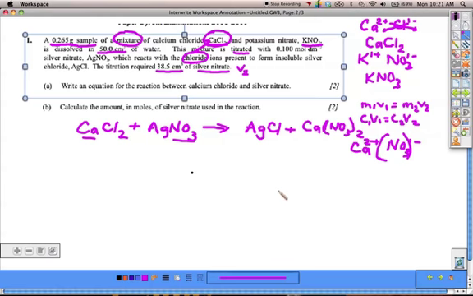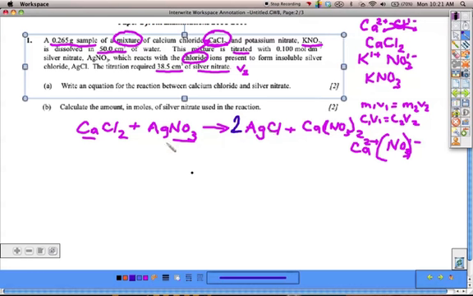As you can see, we're not balanced yet. I have the correct number of calciums, but I have an incorrect number of chlorines. I have 2 here. I only have 1 on my product side, so I need to put a 2 as my coefficient. And now I have 2 moles of silver chloride for 1 mole of calcium chloride.